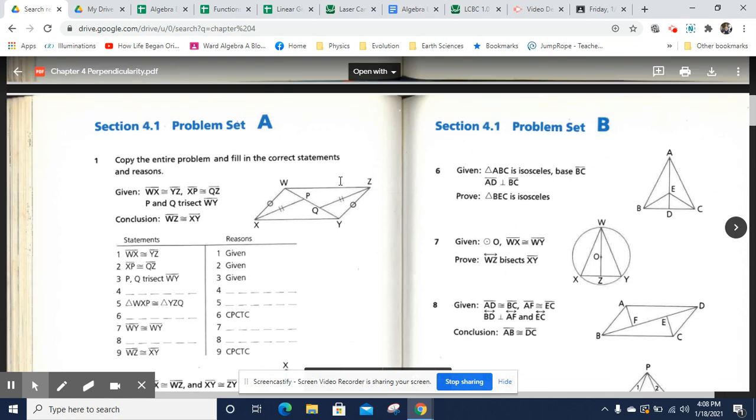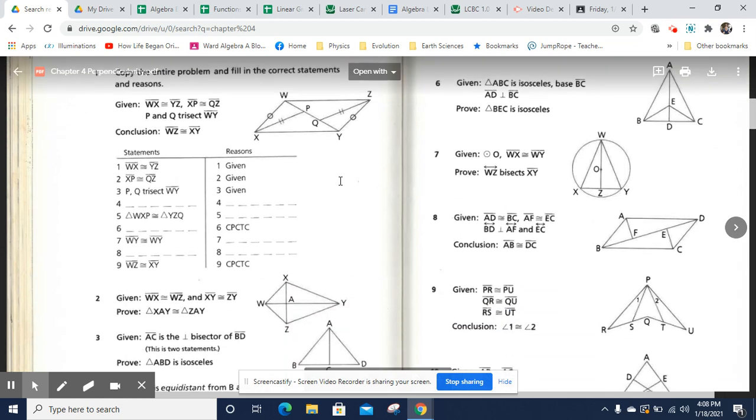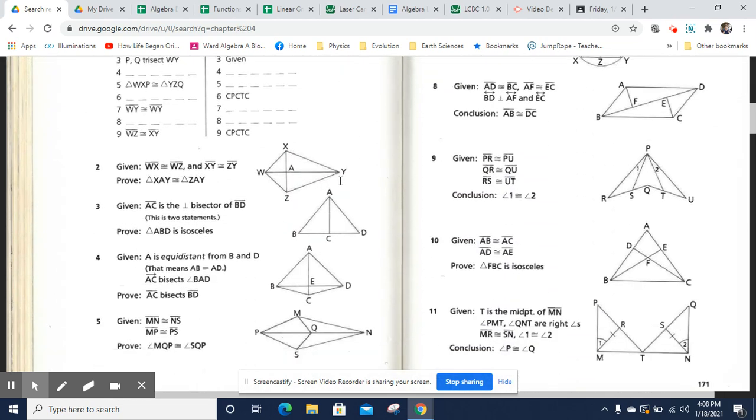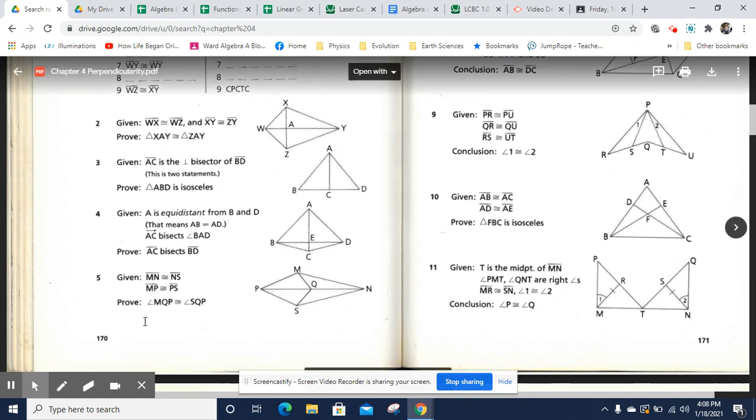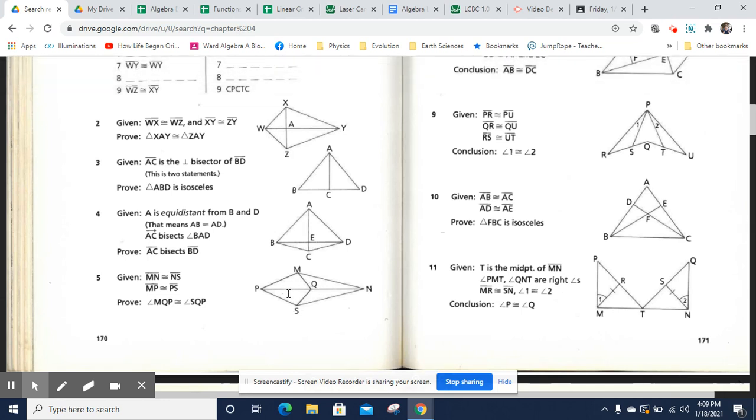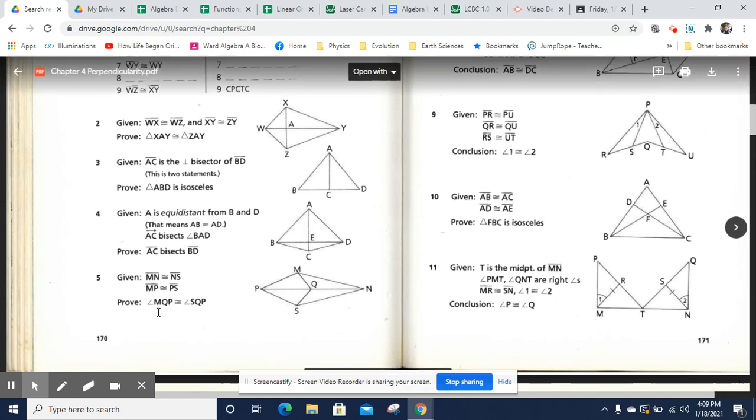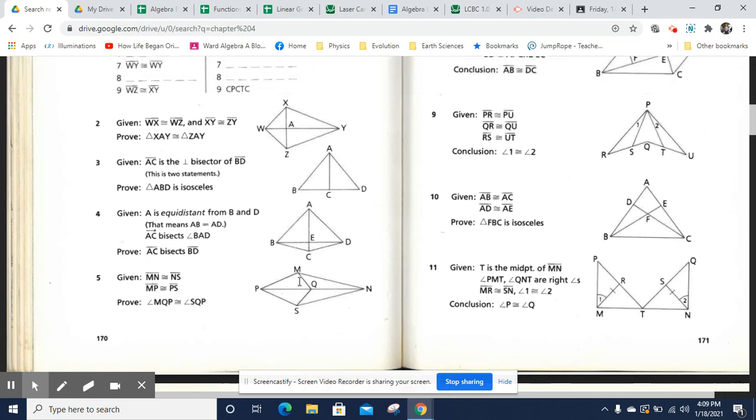As you know, Chapter 4, Section 1 is all about detour problems. So that's what you can expect. And so number 5 does not disappoint. You are asked to prove that angles MQP and SQP are congruent. And to do that, it would be really useful to be able to prove that triangles MQP and SQP are congruent. If you could prove that, then you could prove those angles. But you don't have enough information.